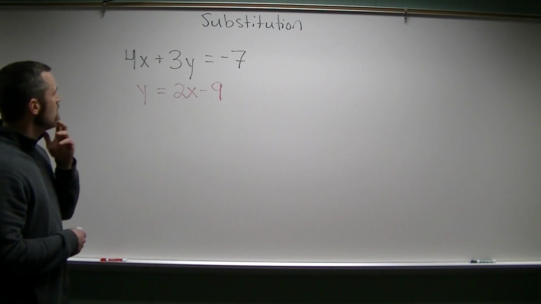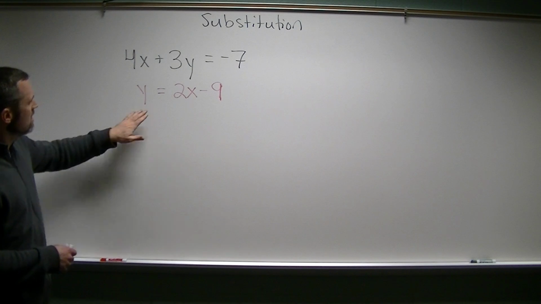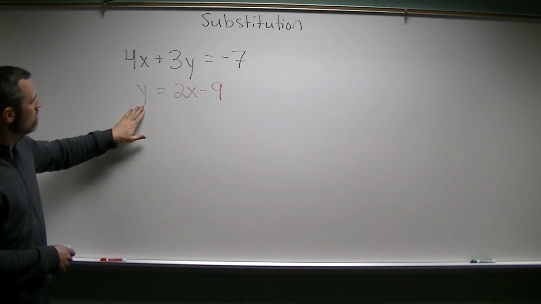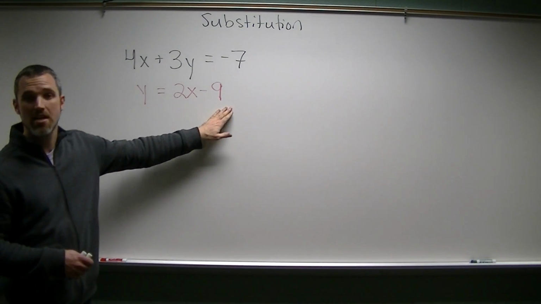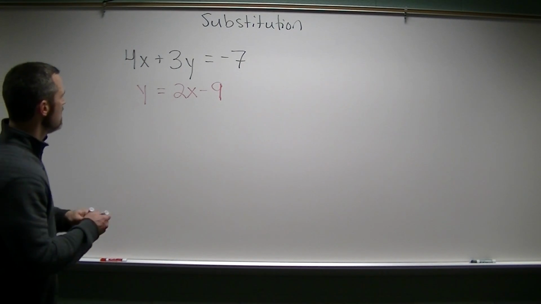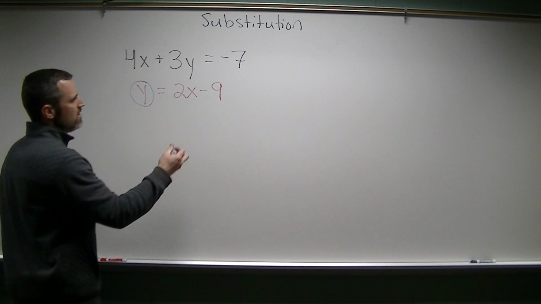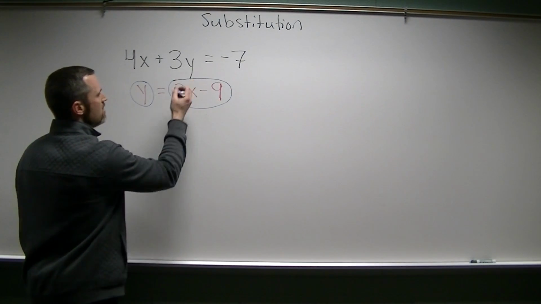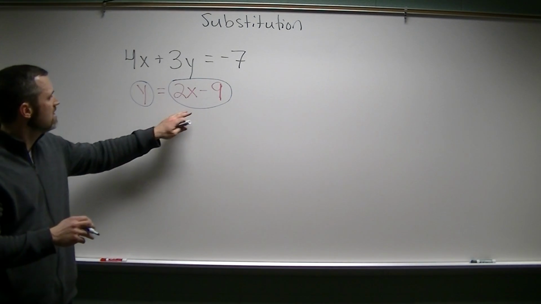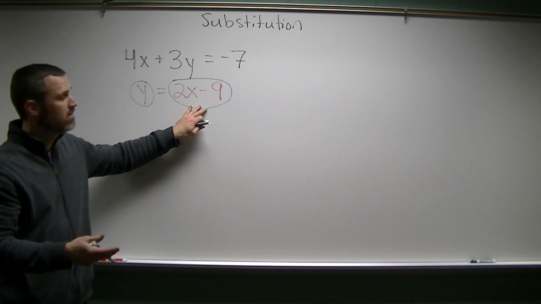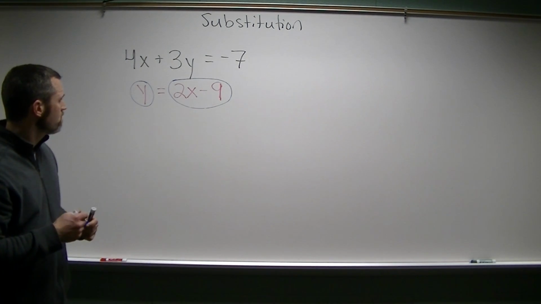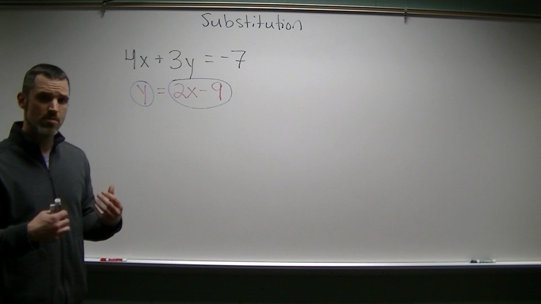The first thing I notice is that this second equation is set up really nicely. It says y equals 2x minus 9. What that means for me is that y right here is really the same thing. It's equivalent to 2x minus 9. So anywhere that I have y, I could say it's the same thing as 2x minus 9. These are the same.